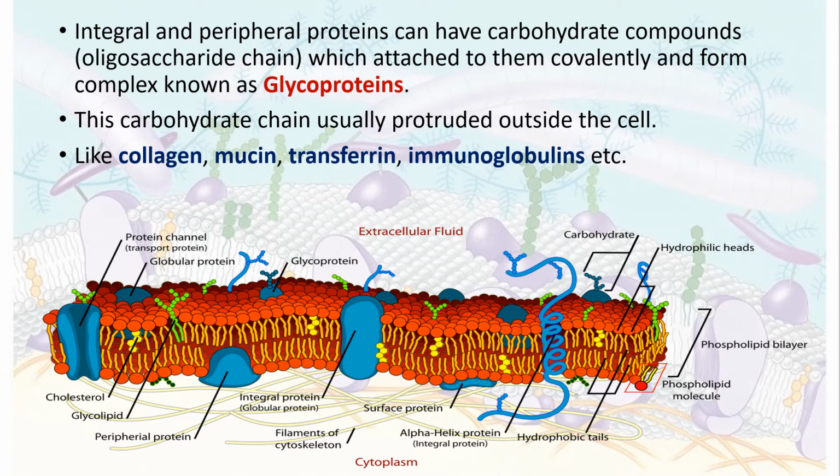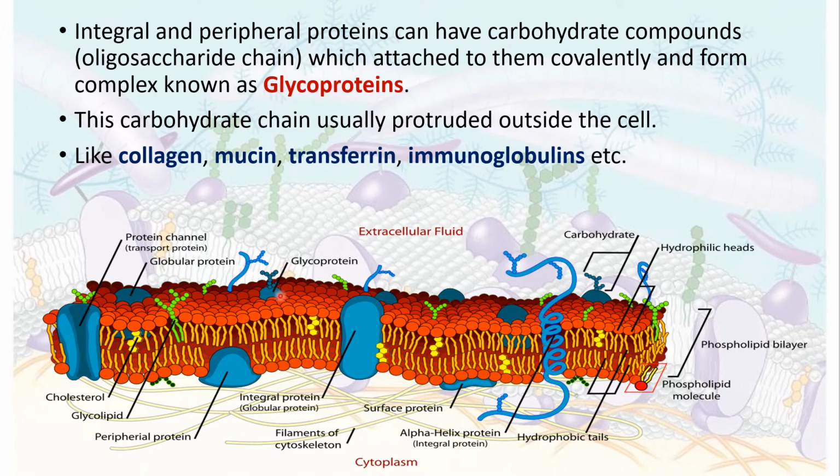Now the next component is glycoproteins. You can see over here there are some oligosaccharide chains, here green, this blue, green. These oligosaccharide chains are attached on the integral protein, and as well as on the peripheral protein. This is the peripheral protein where the oligosaccharide chain you can see in blue color is attached, which are held together by strong covalent bonds.